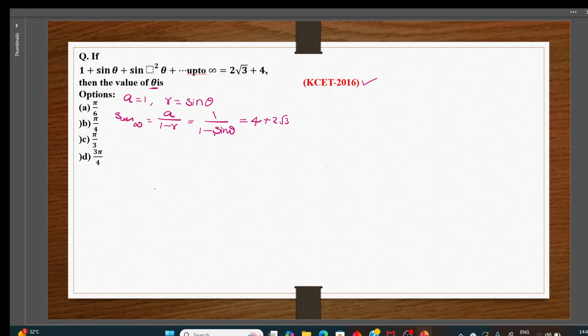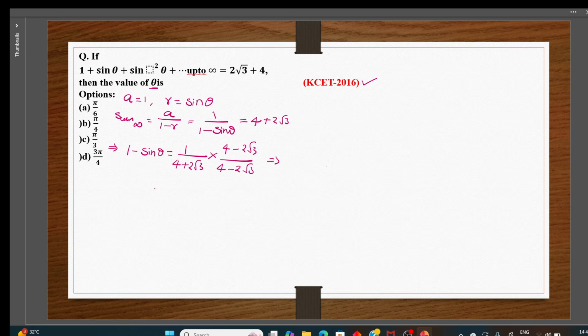So 1 by 1 minus sin theta is equal to 4 plus 2 root 3. Applying reciprocal, 1 minus sin theta is equal to 1 by 4 plus 2 root 3. Here 1 by 1 minus sin theta becomes 1 minus sin theta, and 4 plus 2 root 3 becomes 1 by 4 plus 2 root 3. For this, rationalize with 4 minus 2 root 3 by 4 minus 2 root 3.